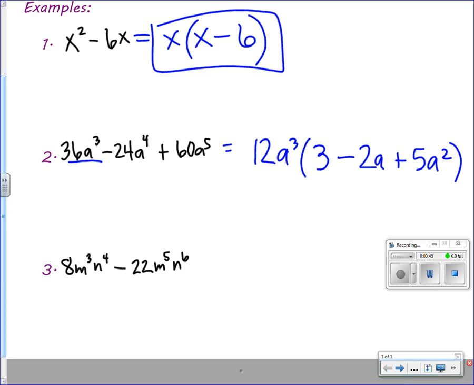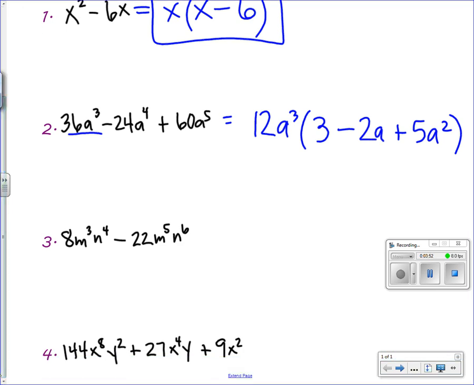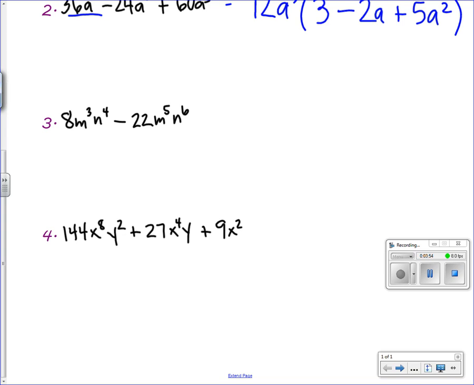Let's do number 3. Let me move this up a little bit. We got 2 more problems. Okay, 8m to the third, n to the fourth, minus 22, m to the fifth, n to the sixth. Okay, so think of the numbers 8 and 22. What's the greatest number that divides into 8 and 22? Does 4 go into 22? But 2. 2 is the greatest number that goes into 8 and 22, right? So 2, I'm going to write this.